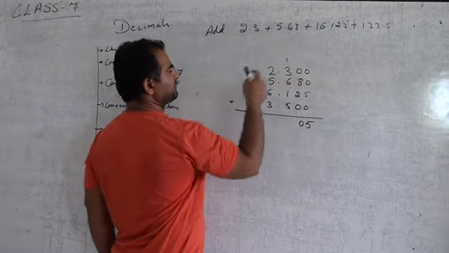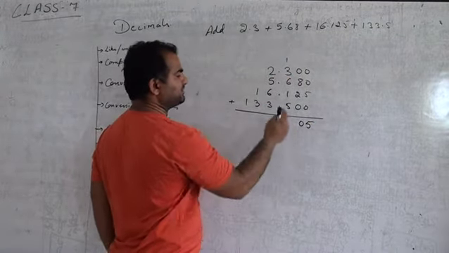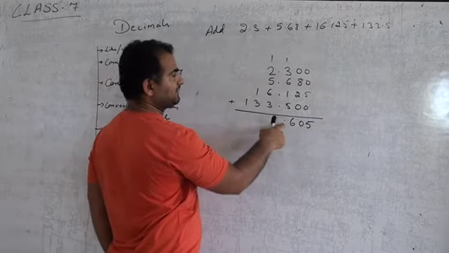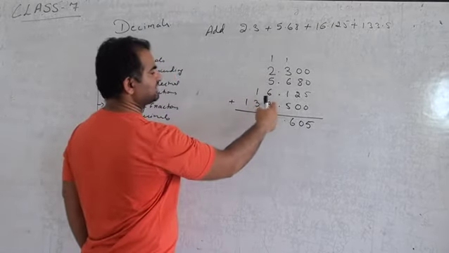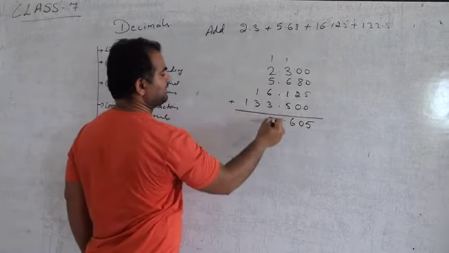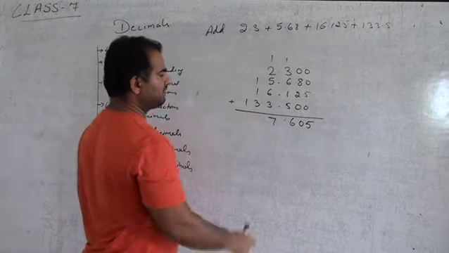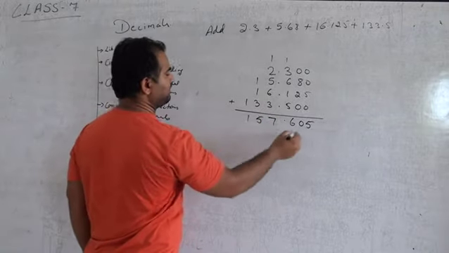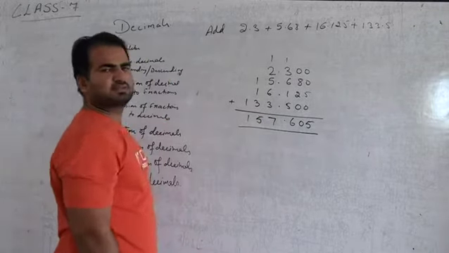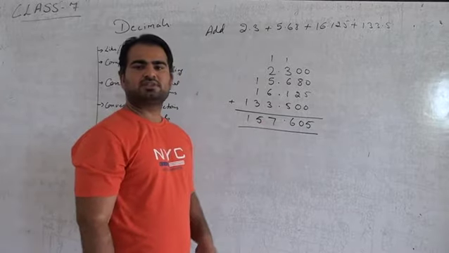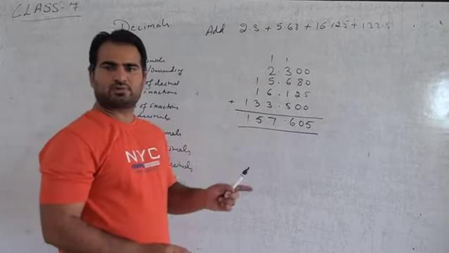What is 3 plus 1? 4. 4 plus 6, 10. 10 plus 6, 16. We have to place the decimal there. Next, 6 and 3, 9. 9 plus 1, 10. 10 and 7, 17. Okay. 3 plus 1 plus 1, it will be 5 and it will be 1. This is our final answer. It will be 157.605. Okay.